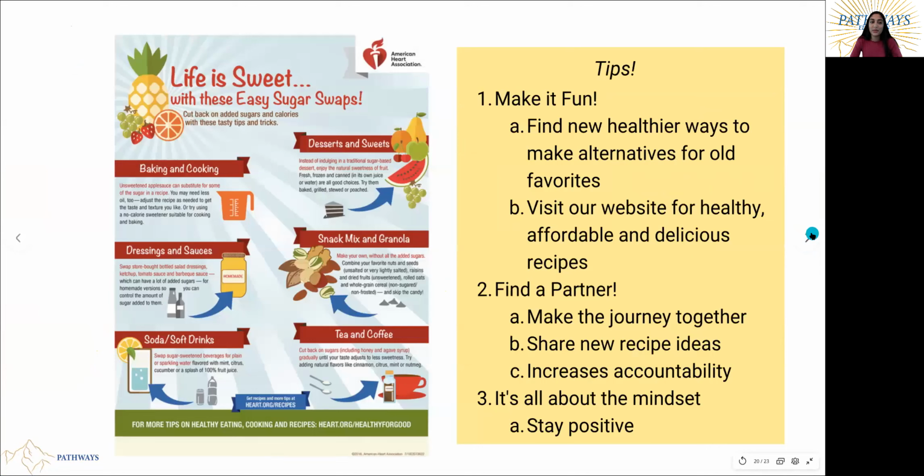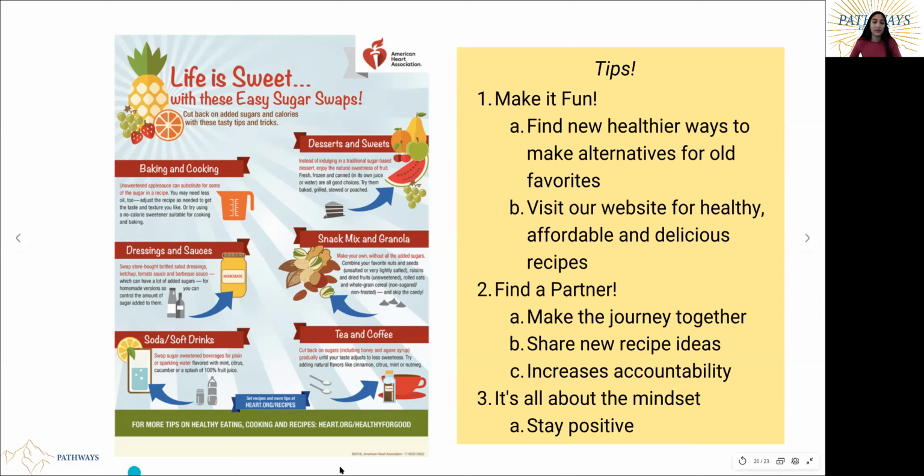All right, so here are some tips. Make it fun. Find new, healthier ways to make alternatives for old favorites. You can visit our website for healthy, affordable, and delicious recipes. Also find a friend or a partner. Make the journey to a more healthy lifestyle together. You guys can share new recipe ideas, and this also increases accountability. And it's all about your mindset. The best thing to do is to stay positive.